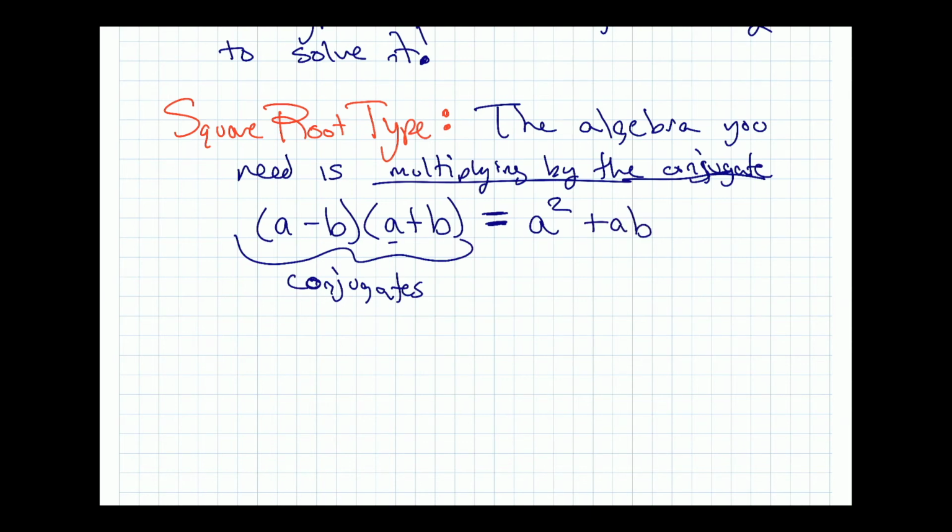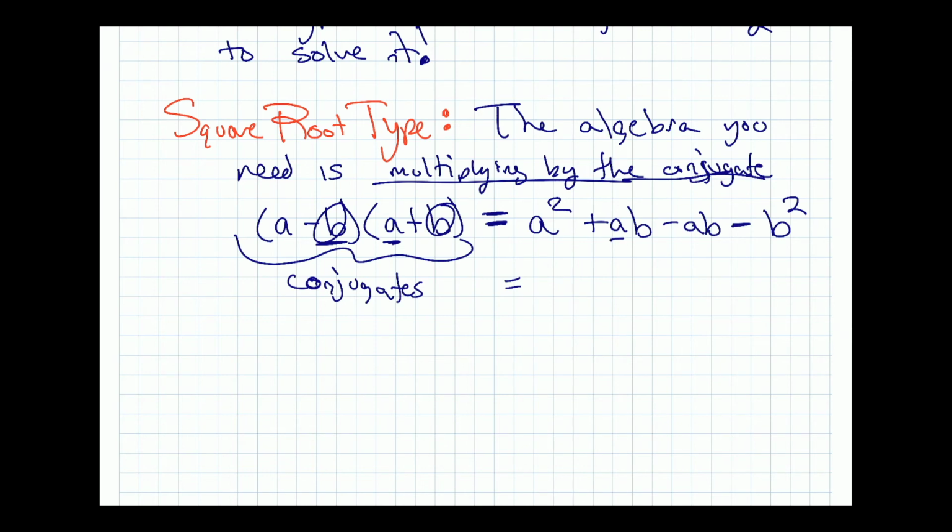If I multiply this a and this b, I'm going to get negative ab. And finally, if I multiply the b and the b, I'm going to get b squared. Except I just wrote that wrong because it should be minus b squared, because it's a minus b and a plus b. So you multiply that all out and you get what we wrote here.